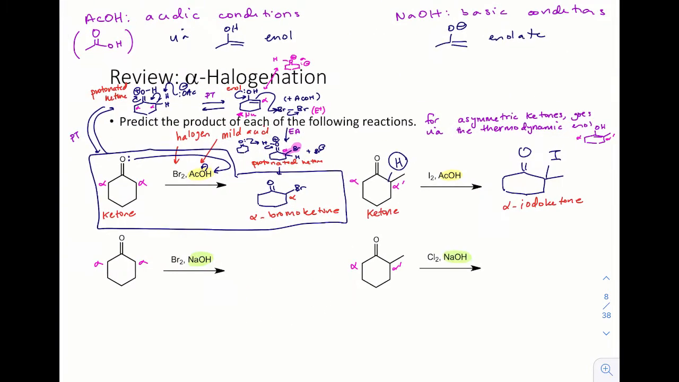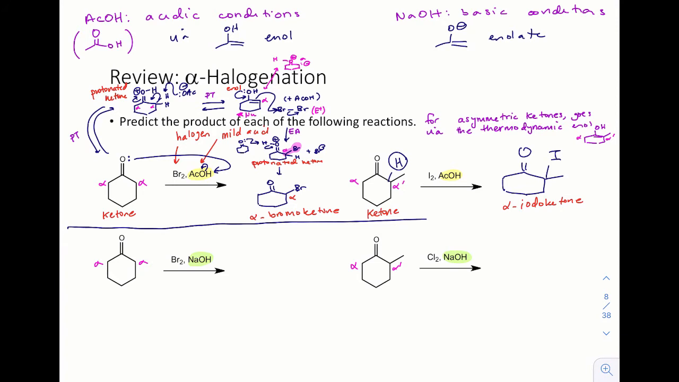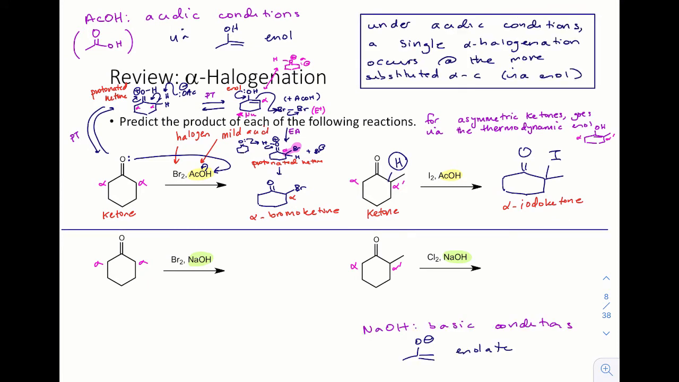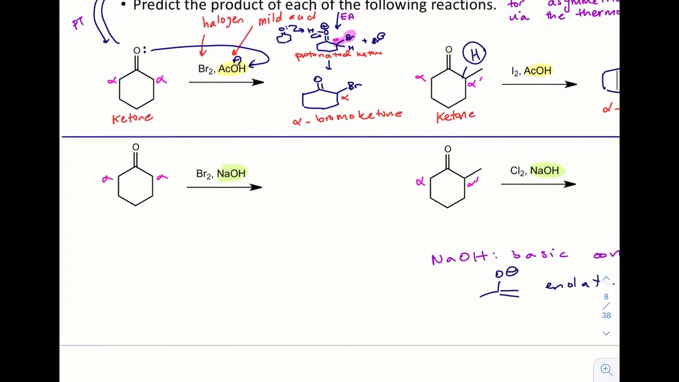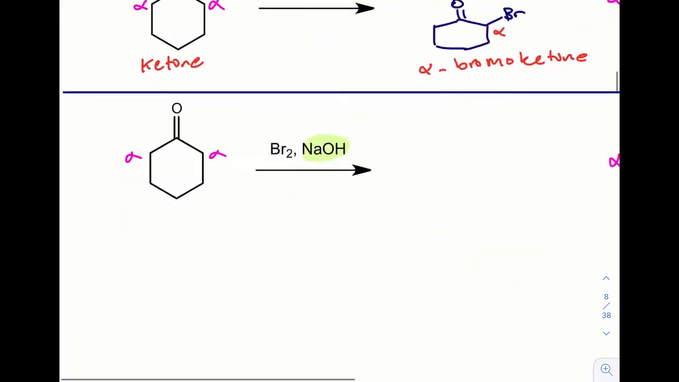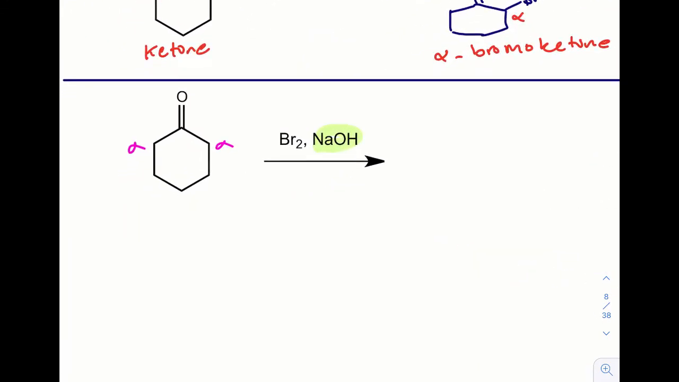All right, excellent. We've reviewed alpha halogenation under acidic conditions. So under acidic conditions, alpha halogenation results in a single halogenation at the more substituted alpha carbon. Let's take a look now at what happens under basic conditions. And this is more important for today's discussion, although reviewing both of these mechanisms was a useful exercise. Let's start in the case of the symmetric ketone.